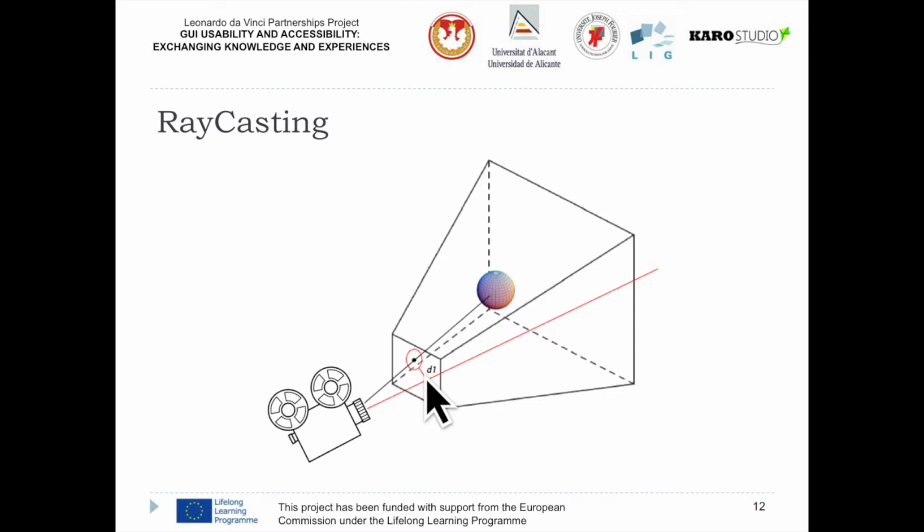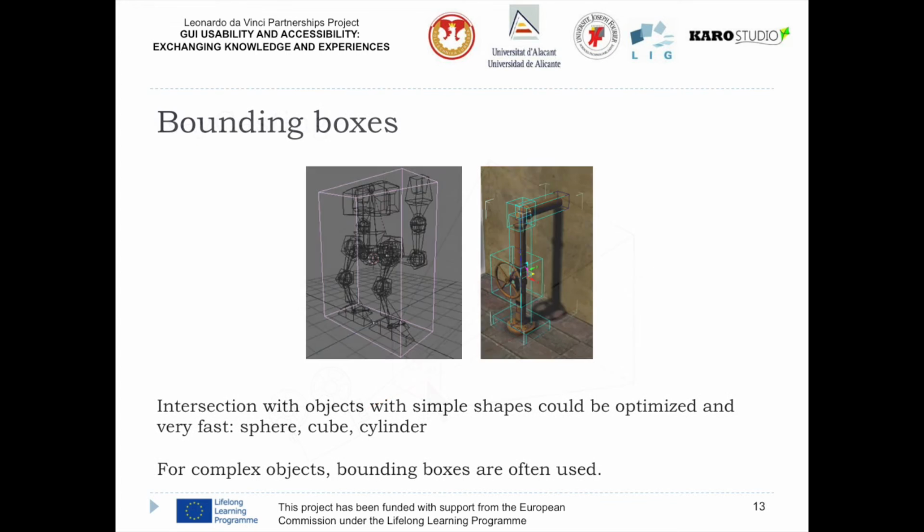Considering this, we can imagine a way to partition the 3D space. This leads to the classical bounding box techniques. As the intersection of a ray with simple shapes like a sphere or a cube can be optimized and then very fast, an improvement of the selection algorithm performances is to put complex objects in such shapes.